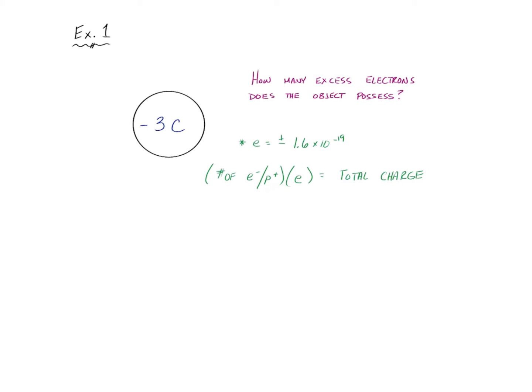So in general, we want to remember the elementary charge, which is plus or minus 1.6 times 10 to the -19th coulombs. And the general equation is: the number of electrons or protons that we have, times the elementary charge, gives me the total charge on the object.